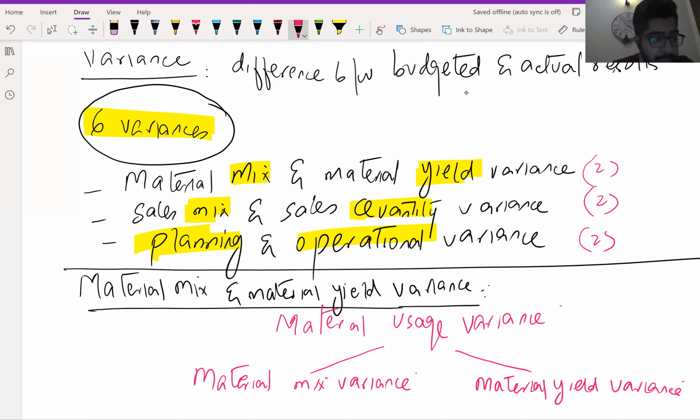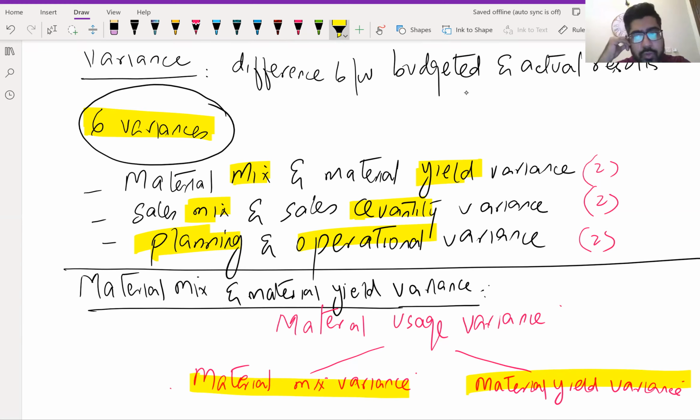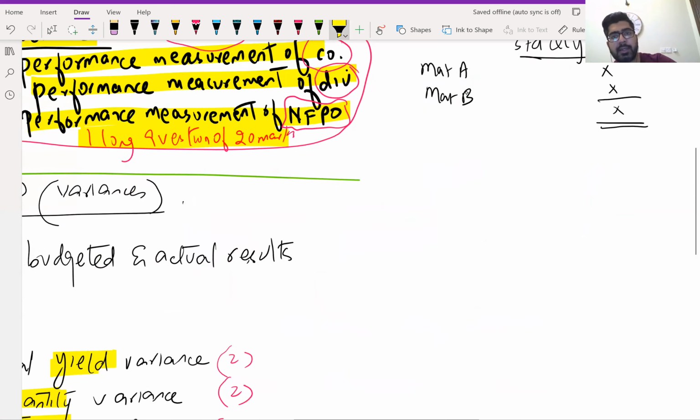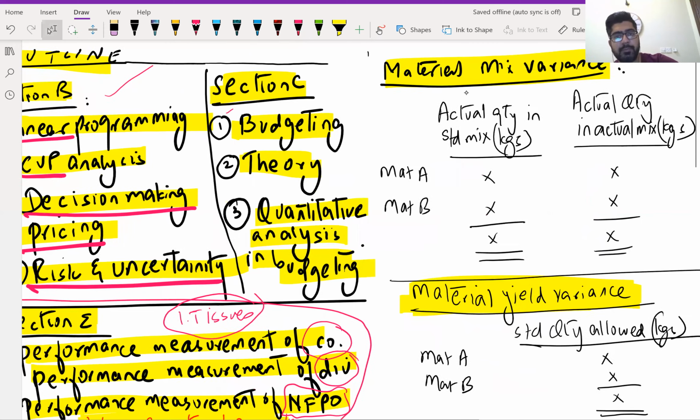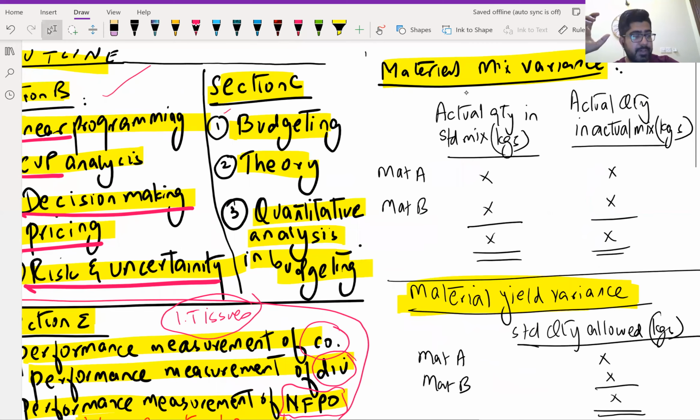This variance, MUV, which is taught in previous studies, is broken into 2 parts: material mix and material yield variance. That means material mix and material yield are not some new variances coming from out of the box. They are just the breakup of the previous variance. So this is the first thing you must know about mix and yield variance: they are not coming from somewhere outside. The old variance, material usage variance, is broken into two categories, mix and yield. Now I'm going to tell you what mix is and what yield is. Please pay attention to get the concept, because this paper is passed by concepts.